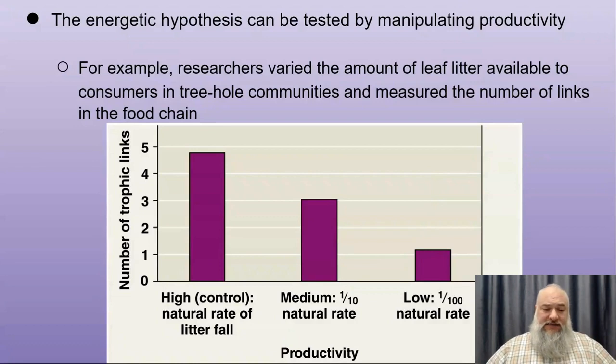And so what they did, in this particular little mini ecosystem of tree holes, is they left the normal amount of producers to feed the consumers, and then they went less and less on those producers. And when you took away producers, up here you were at nearly 5 links in the chain, here you're at 3, and down here barely over 1 when you had very little producers.